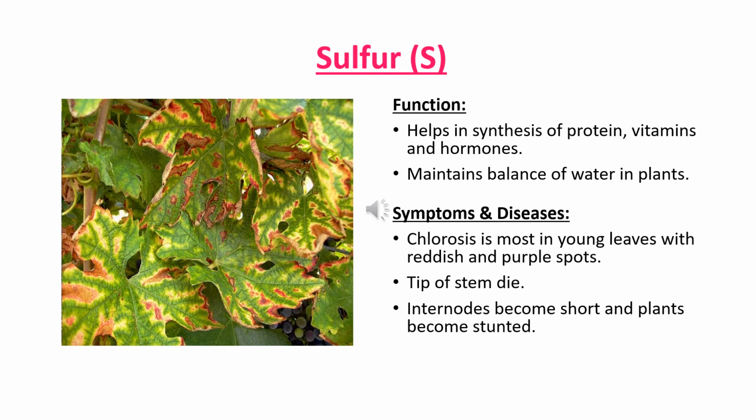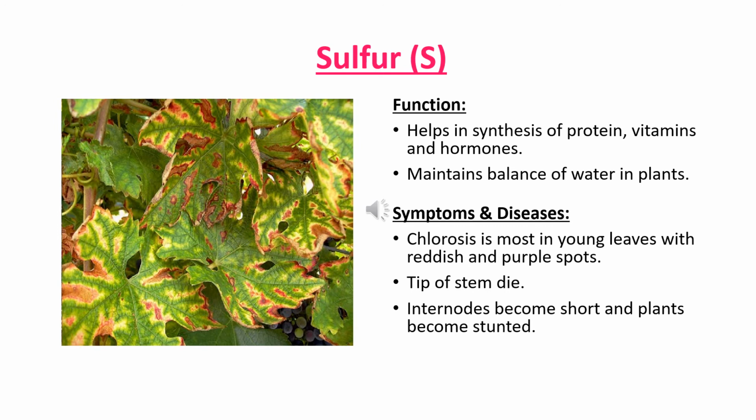And what happens if there is a lack of sulfur? Chlorosis is most in young leaves with reddish and purple spots. Look at the picture. Isn't the spot seen here? Those are red, and around it there is also yellow color. Why yellow color? Due to the absence of chlorophyll. And here it is said chlorosis is most in young leaves with reddish and purple spots.